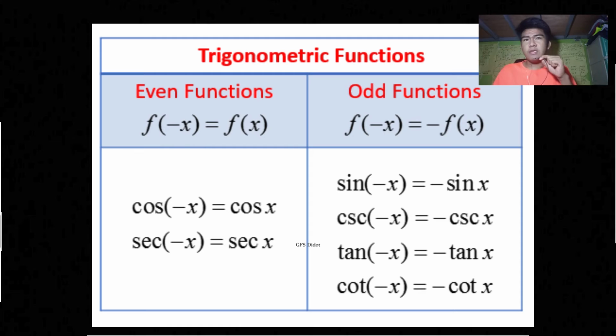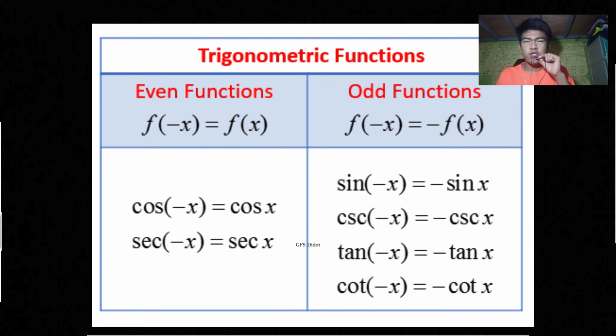Before we tackle it, let us first recall the rules of functions when it comes to even and odd functions. An even function is said to be f of negative x is equal to f of x, and an odd function is f of negative x is equal to negative f of x. And that's how we get these even and odd identities that are present in our presentation.